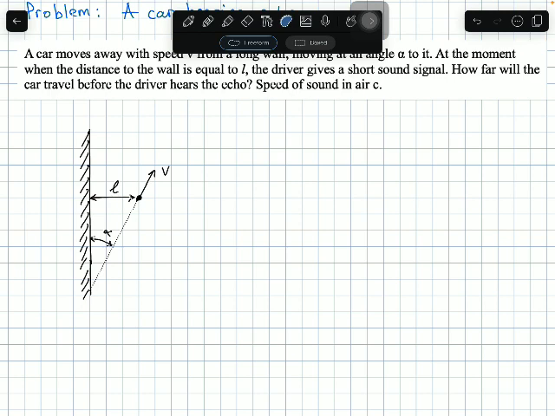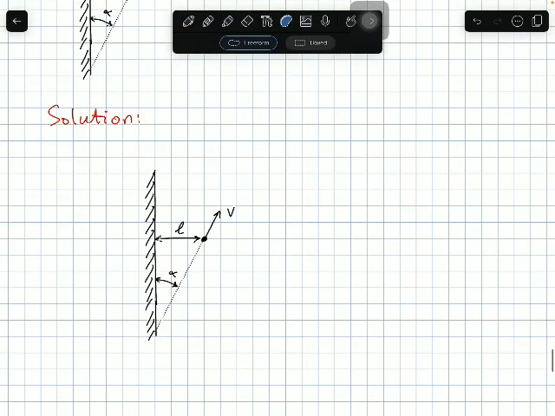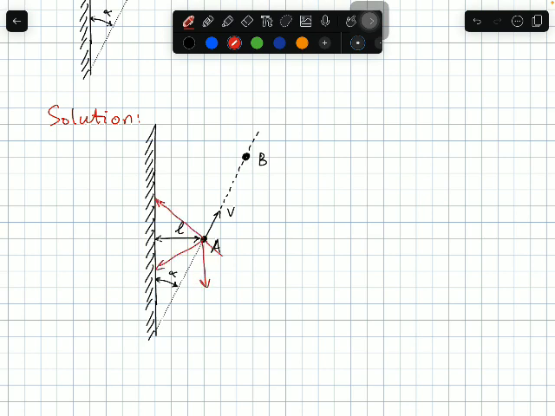This problem can be solved very easily if we just utilize the idea of symmetry. The car will be moving away from the wall. Let's say that at this point it makes the beep sound, and after some time, initially it was at point A, but now it will be at point B. Sound is propagating everywhere, but only one specific one that hits the wall and reflects will be heard again at point B. The question is what distance x will the car travel before it hears its own echo. This can be solved easily if we utilize the idea of symmetry and reflection.